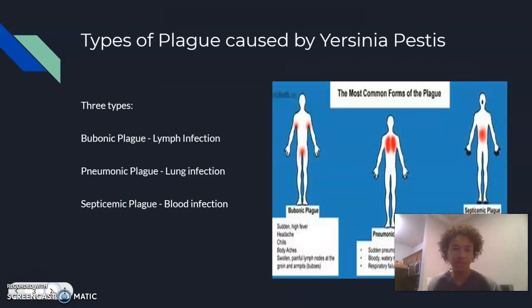Moving forward, I want to talk about the types of plague caused by Yersinia pestis because it's not just the bubonic. There are three types. There's bubonic plague, pneumonic plague, and septicemic plague. Bubonic is characterized as an infection of your lymph organs, pneumonic is an infection of your lungs, and septicemic is an infection of your blood.